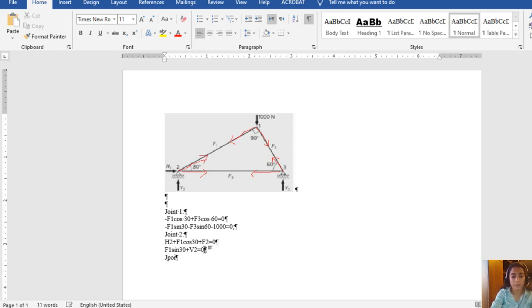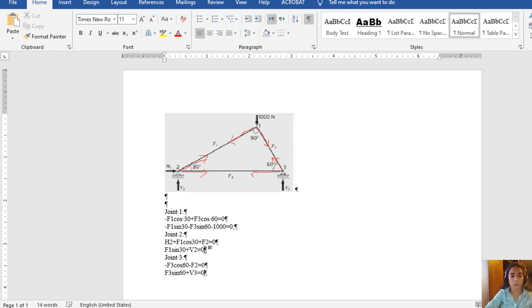And then joint 3. So what do I have in joint 3? I have in X minus F3 cosine 60 minus F2 is equal to 0. And then in Y, F3 sine 60 plus V3 is equal to 0.